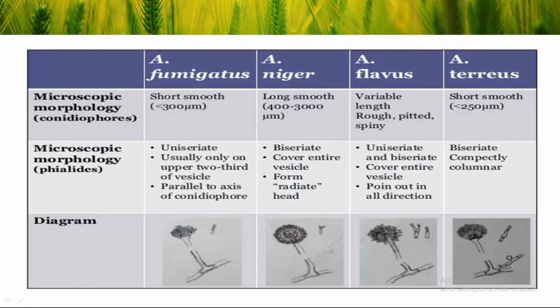So on microscopic morphology, you can remember that there are the conidiophores, then there are the phialides, and these are the diagrams. Basically in fumigatus, the phialides will be growing parallel to the axis of the conidiophore, and it will not cover the entire surface of the vesicle. Whereas in niger and in flavus, they will cover it entirely, the entire vesicle will be covered and a radiate head will be formed. So if you can differentiate based on the color, you can differentiate between niger and flavus.